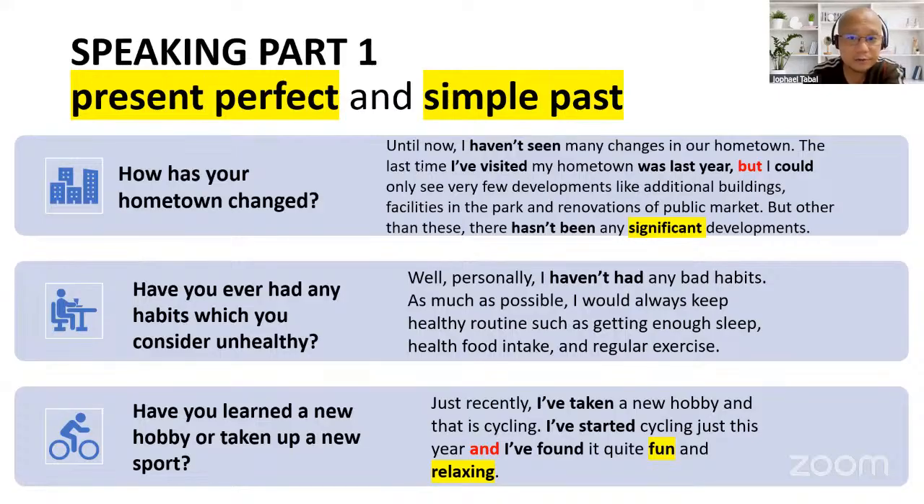For example, how has your hometown changed? Until now, I haven't seen many changes in my hometown. The last time I visited my hometown was last year, but I could only see very few developments like buildings, etc. There hasn't been any important development there. So that's the use of present perfect.